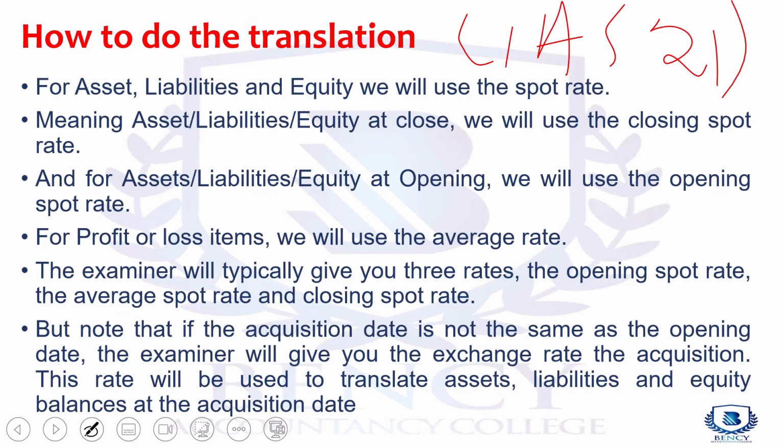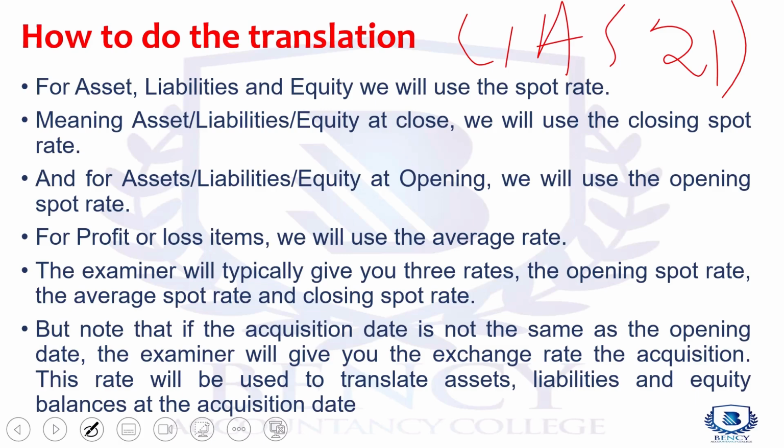Right, it's a very easy concept in IAS 21, saying that for assets, liabilities, equities, we use the spot rate to do the translation. So looking at the date, you will use the spot rate at that date to do the translation of assets, equities, and liabilities. It's no big deal. There's no difficulty or challenge with this. For assets, equity, liabilities, we use the spot rate. So if the assets at closing date, we use the closing spot rate. If the assets at the opening date, we use the opening spot rate.